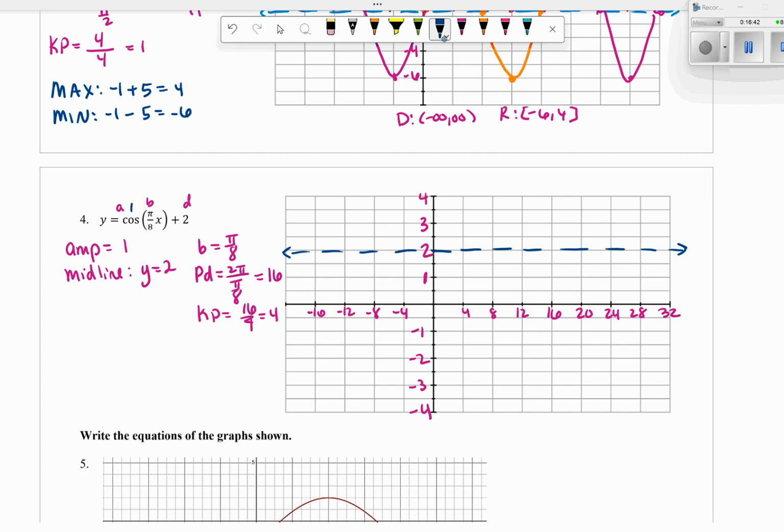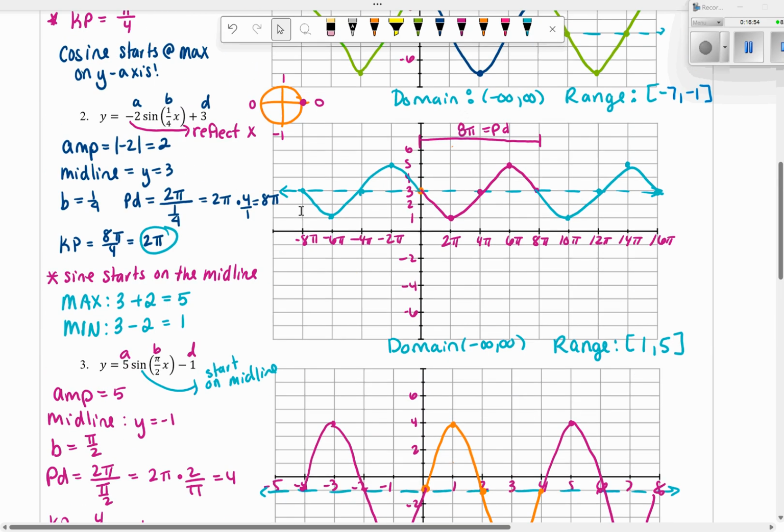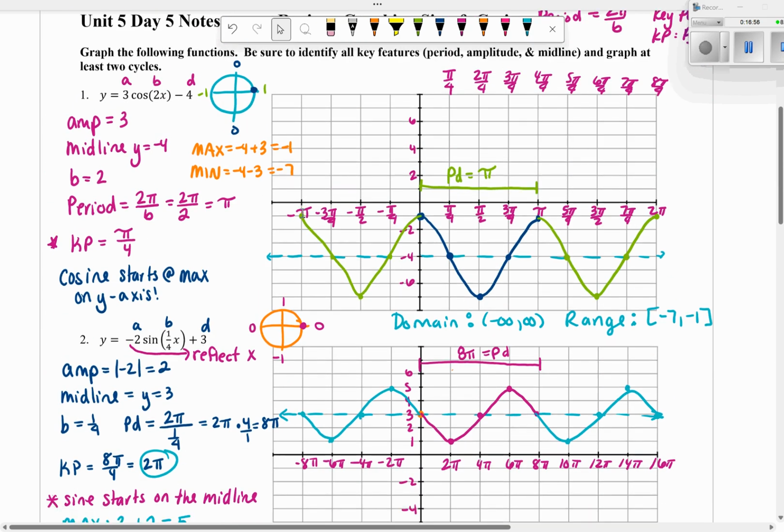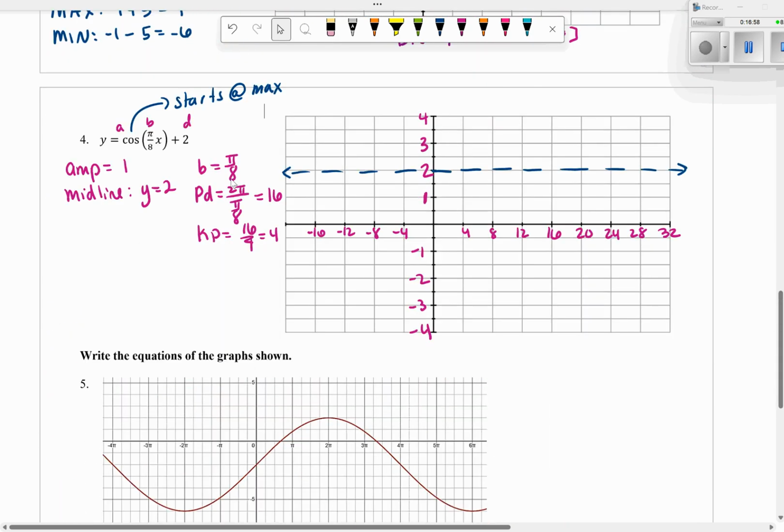And again, this is cosine, so it starts at the maximum, and it's going up because the cosine does not have a negative in front. If we had a negative cosine, or a negative a value, then we would start down instead of up. So in this case, we have an amplitude of 1.